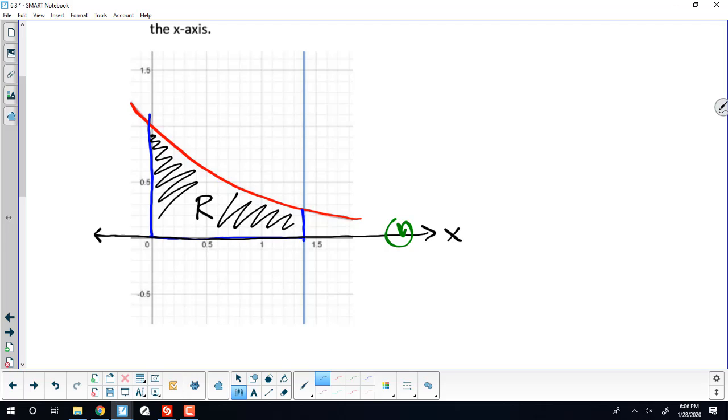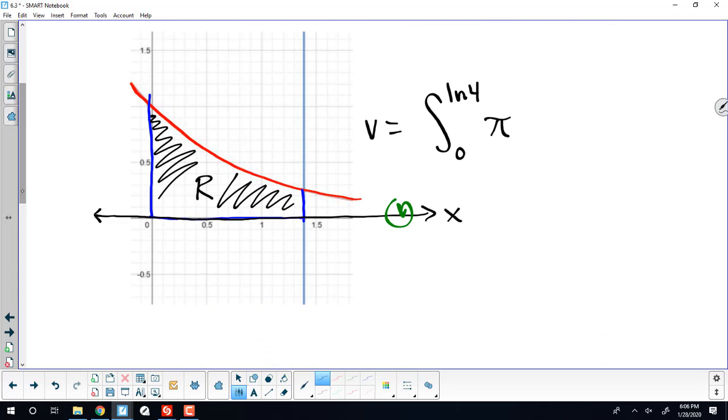You take the integral from 0 to, what was the upper limit of integration? This one right here? ln 4, yeah. And then you run pi times, what was the function again? It's e to the negative x, so e to the negative x squared is the same as e to the negative 2x, right? dx. All right. How does that look?